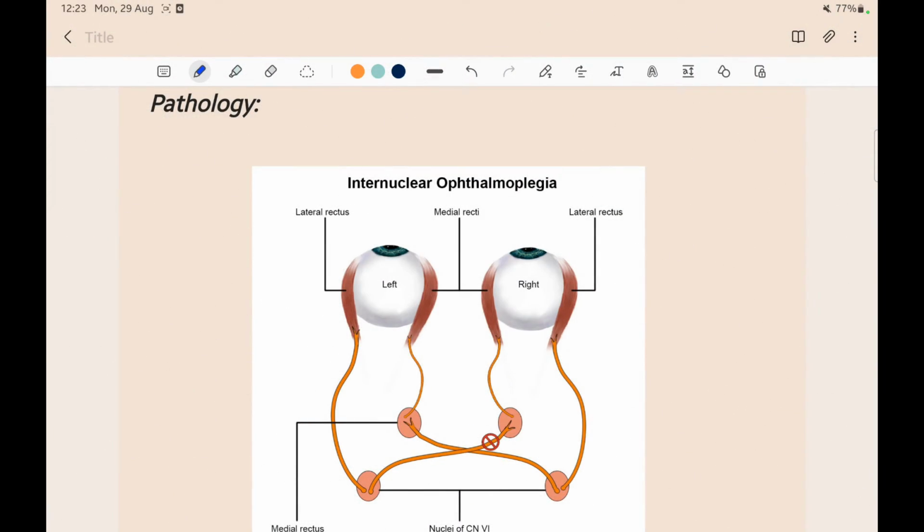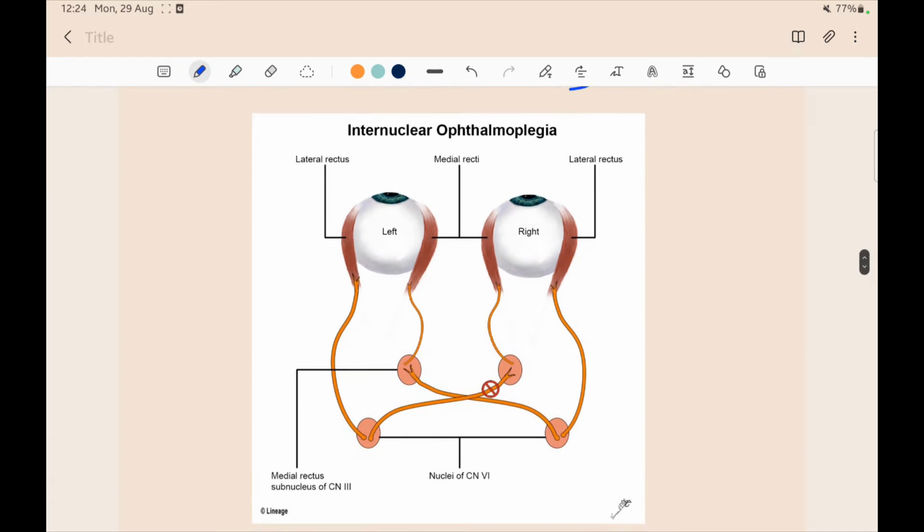Now we will learn about pathology. There is a connection between the medial rectus muscle and the lateral rectus muscle called the MLF. This is called the medial longitudinal fasciculus. It connects both the third and sixth nerve, so it facilitates the lateral movements of the eyes. Means your horizontal gaze is controlled by the medial longitudinal fasciculus.